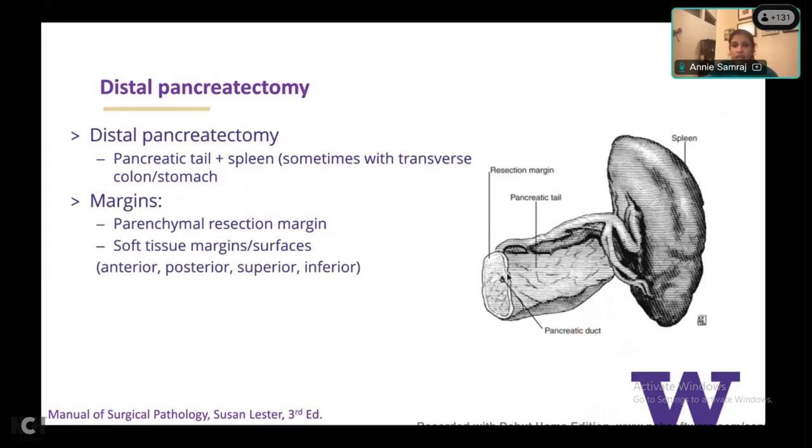The main margins we're thinking about are the proximal parenchymal resection margin, which includes the pancreatic duct, and soft tissue margins or surfaces. Remember, we said the posterior is not serosalized, so that is a true margin, whereas the anterior surface is serosalized, so it's considered a surface. Depending on the institution where you're at, and on your surgeons and oncologists, these soft tissue margins or surfaces may be important. So check with your clinical colleagues before deciding whether that is a margin or surface you're interested in.